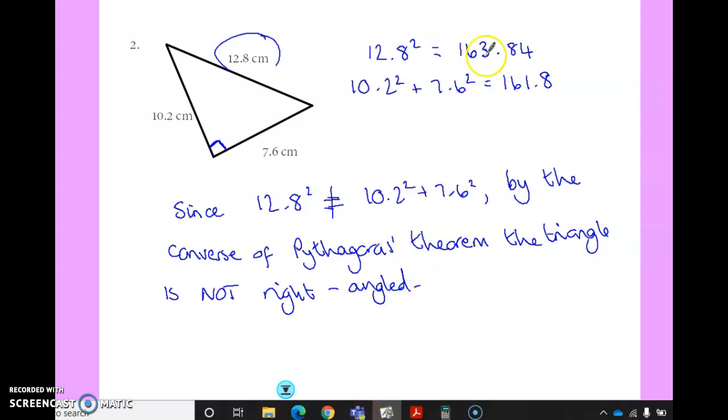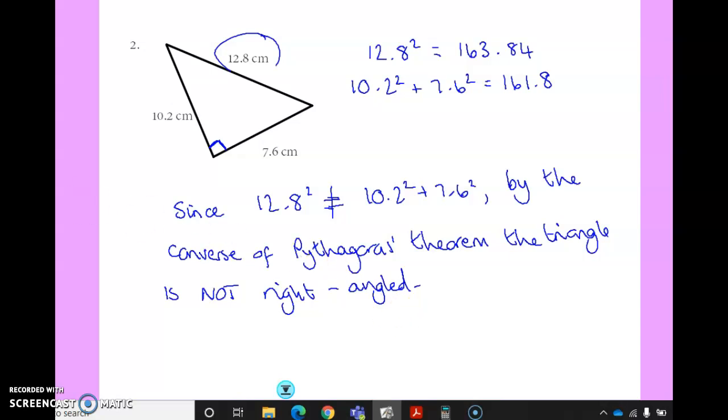The two sides are quite close. Okay, there's not far between 161.8 and 163.84, but they need to be exact. It needs to be exactly the same. The closer the angle is to 90 degrees, the closer the answer will be to being the same. But it could be 89 degrees or 91 degrees. It needs to be exactly 90 degrees to be a right angle. So they need to be exactly the same.